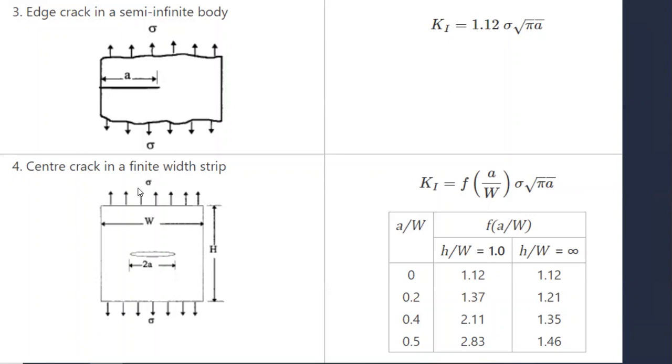Now here, the center crack in a finite width strip. This is a center crack in a finite width strip of length 2a. This is a table given for a by W, that is the geometry, and h by W, where h is this one and W is the width. So a is varying, right? So for this, the formula goes with K_I is equal to F of a by W times sigma times root over pi a.